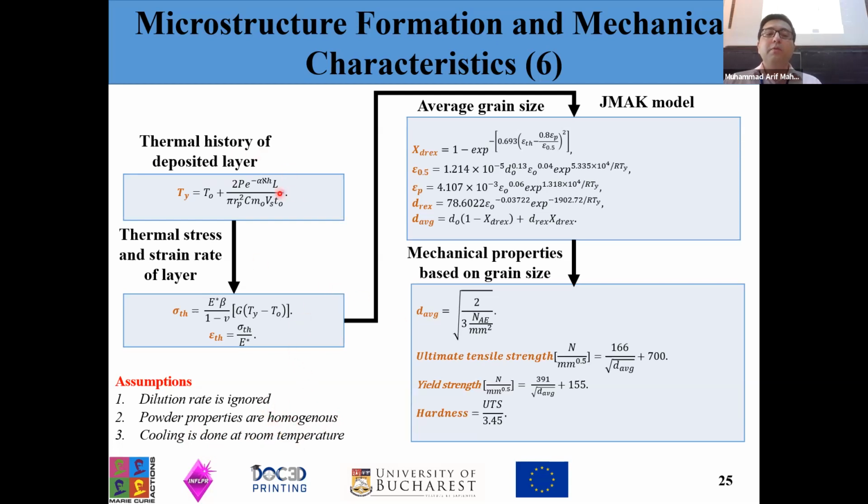Equation 1 will help us to calculate the thermal history within the deposited layer. Equation 2 will be used to calculate the thermal stress and strain rate. And equation 3 will be used to calculate the average grain size with the help of the JMAK model. And this average grain size was used to estimate the mechanical properties such as ultimate tensile strength, yield strength, and the hardness.